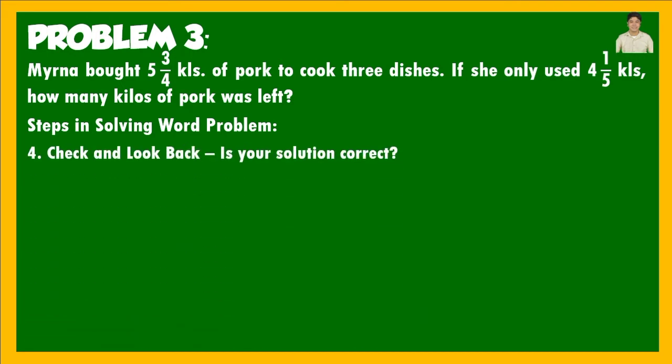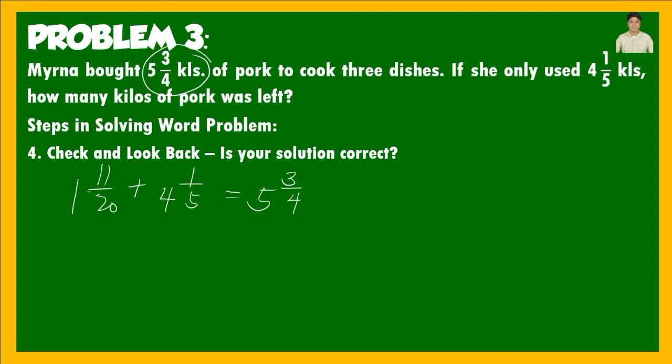So to check if our answer is correct, we'll have to use addition. So bakit addition ang ating gagamitin? Okay, so kasi yung nakuha nating 1 and 11 over 20, kailangan nating i-add dun sa nagamit natin, which is 4 and 1/5, para malaman natin na ang total na kilo na binili ni Mirna is 5 and 3/4. Ayan, para ma-check natin kung 5 and 3/4 nga, at kung tama yung 1 and 11 over 20, sagot natin.